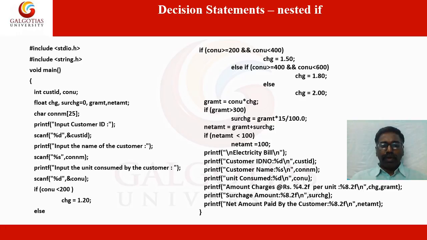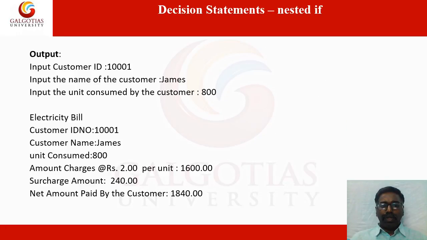So according to this calculated value, now we are going to look at an input and output. The user consumes 800 units. For these 800 units, the amount is charged at 2 per unit, since it is greater than 600. So 1600 is calculated here, and since this 1600 is greater than the surcharge threshold, we are going to calculate the surcharge also for this amount. 15% is 240. Both are added, and then the net paid amount is 1840.